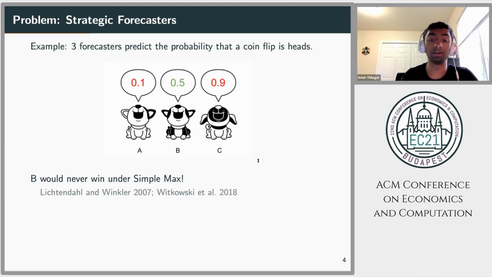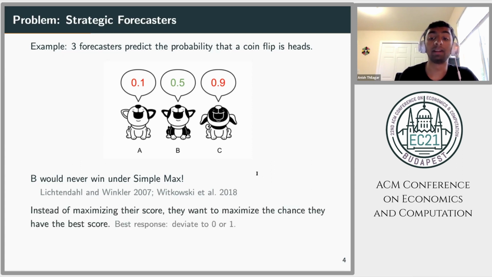And this is something that's been noted for a while in the literature. B's best response is actually to deviate to 0 or 1. Because if they get lower than forecaster A, then B will win. Or if they get higher than C, they'll win. But if they're in between, in this interval between 0.1 and 0.9, they can never win. So that's their best response, because they're not trying to maximize their score. They're trying to maximize the chance that they have the best score.